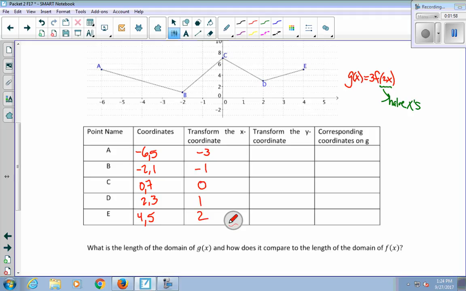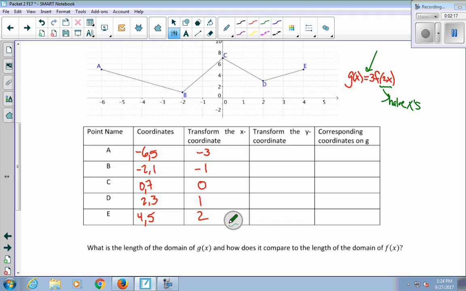So my x coordinates become -3, -1, half of 0 is still 0, 1, and 2. All right, now to transform my y coordinates, that 3 is what's transforming the y's. That says 3 times f of x. It's an outside transformation, which means it's changing y. And outside transformations are exactly what you expect.